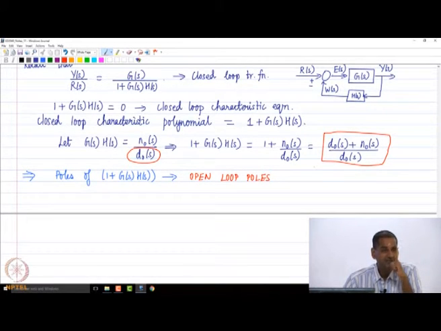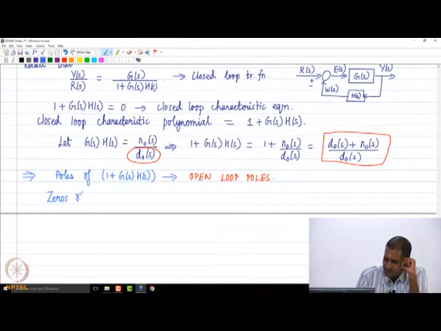Are these known in general? By and large they are under our control, right, because what do the open loop poles constitute? They constitute the plant poles, the controller transfer function poles and the feedback path transfer function poles. So, in general at least we will be able to tune them, even if the controller contributes some open loop poles. So, we know what these poles are, right. So, what can you say about the zeros of 1 plus G of s H of s?